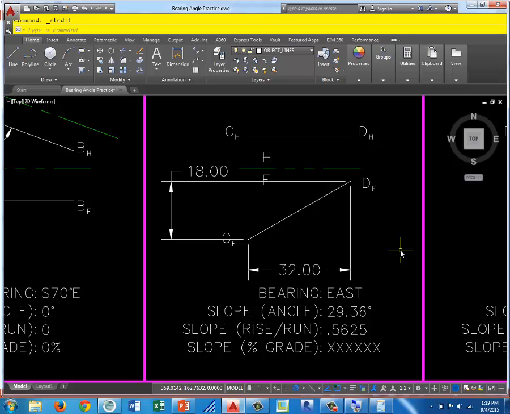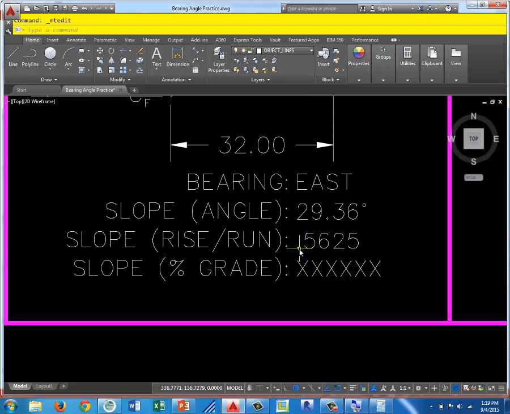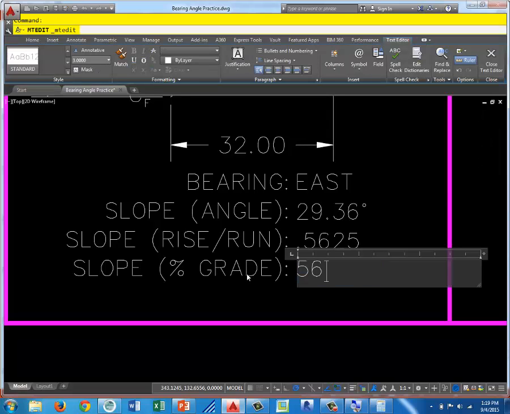So then to show slope as a percentage, we just need to multiply by 100 and then put a percent sign behind it. So multiplying by 100 also means moving the decimal place 2 to the right. So that means I would have a 56.25% grade.